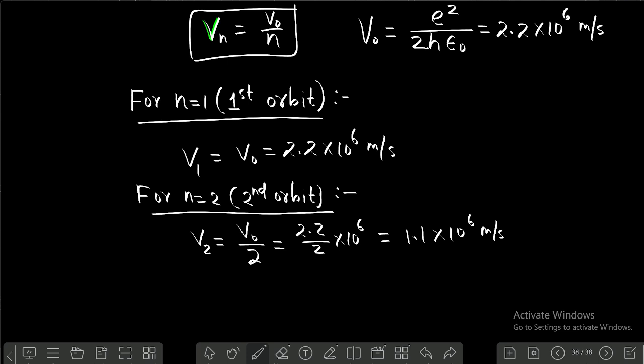Similarly, you can find the third orbit, fourth orbit, fifth orbit. If you remember Vn equals V naught by n, then you can find all the orbits. Yes or no? So radius is n square a naught, velocity is V naught by n. In terms of Z you can also write.